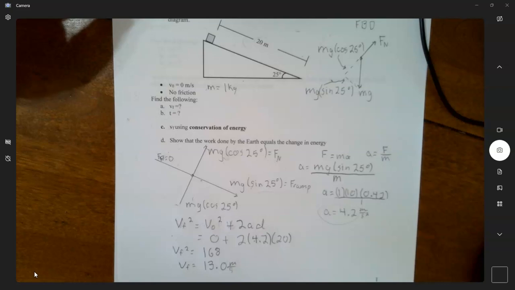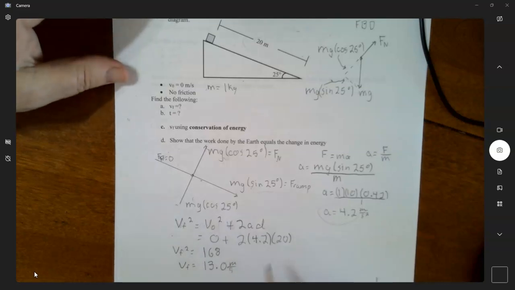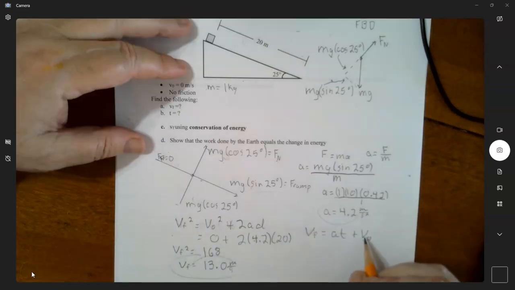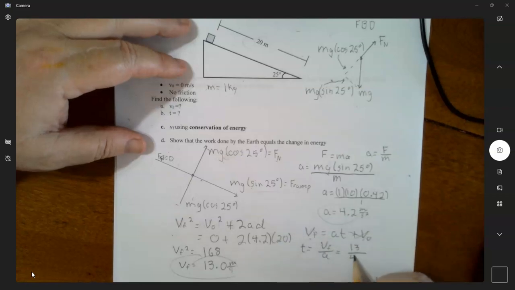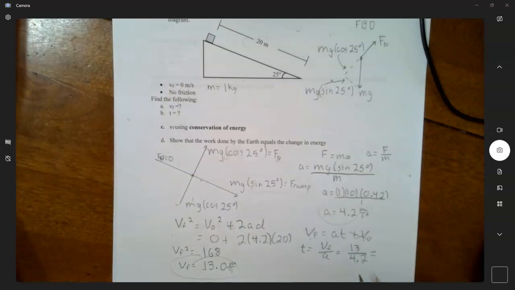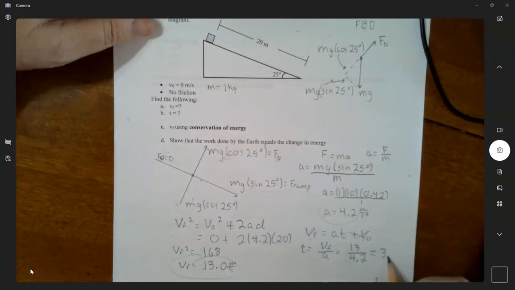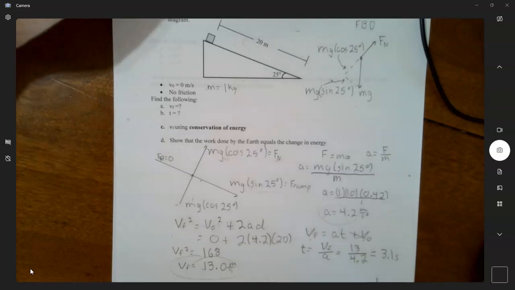Now the time is going to simply be, if we want time, so there we have VF equals that. We know V0 is 0, so we can just get rid of that. So what we have for time is time equals, divide both sides by a. A right there, VF right there, and we get 3.1 seconds for the time down the ramp.